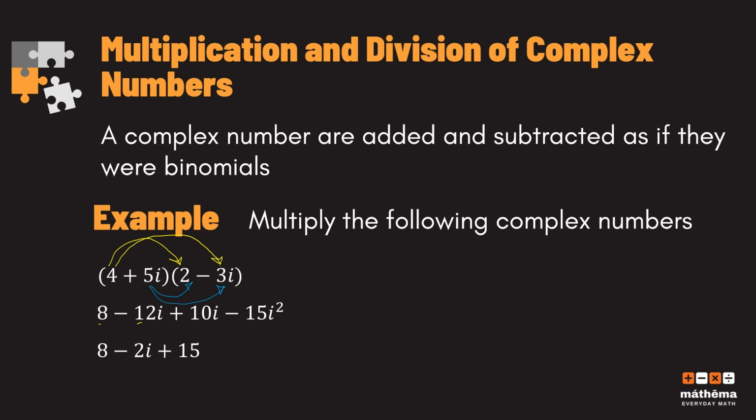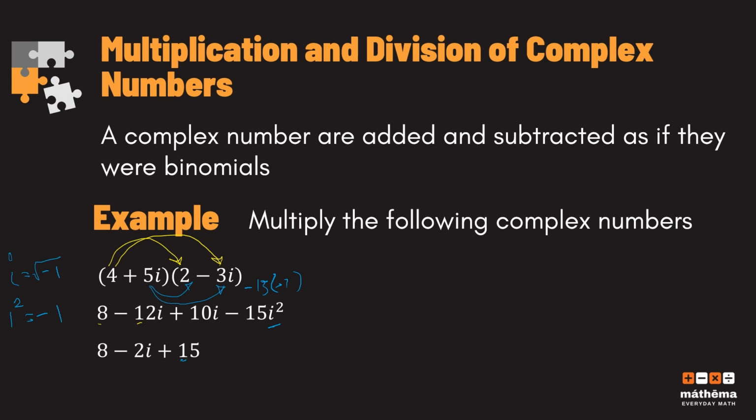And remember that i is equal to the square root of negative 1. So if we have i squared, this is just equal to negative 1. Now, here we have i squared, right? So this is just equal to negative 15 times the negative 1. And that will give us positive 15. That is why we have here 8 minus 2i plus 15.